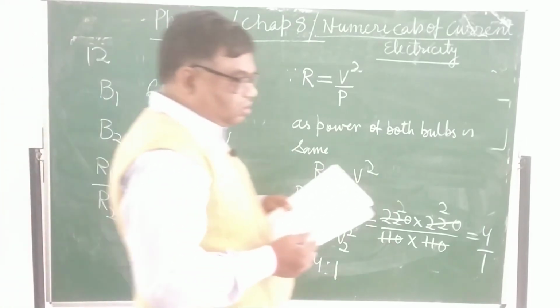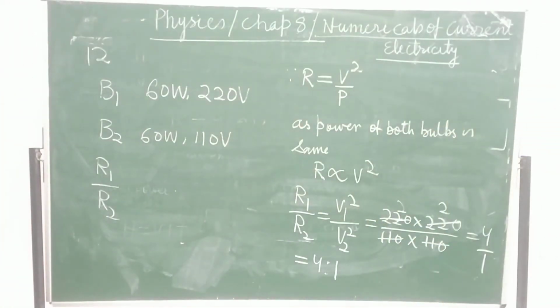Yes, you can do it the other way also. You determine R1, then R2 and then the ratio. But that will be a lengthy process here, because here the power is given the same. Suppose the power is different, one is of 100 watt. Then what will you do? You will determine R1, R2 and then R1 upon R2. Since here the power is the same, we can do it this way. Is this clear?